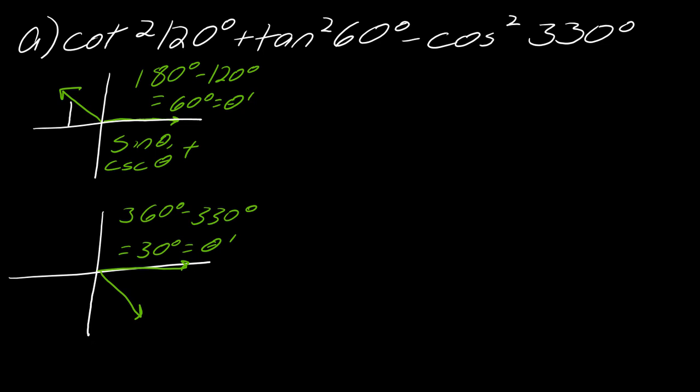Okay, so let's find each one of these. Let's start with cotangent of 120 degrees. What we really want to find is cotangent of 60 degrees, but since it is in quadrant 2, we know that this needs to be, I'll just go ahead and put one down, it has to be negative, right? Okay.